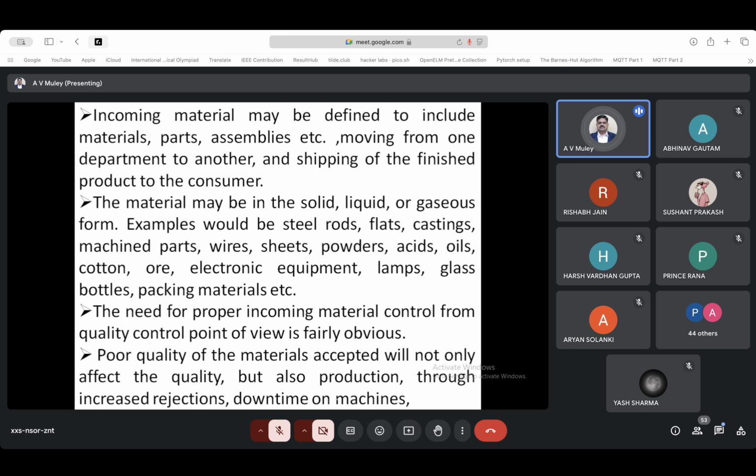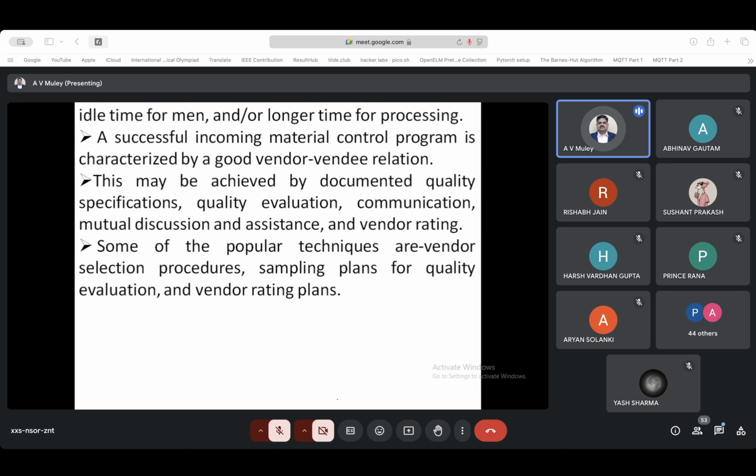The need for proper incoming material control from a quality point of view is fairly obvious. The poor quality of materials accepted will not only affect the quality but also production through increased rejections and downtime of the machine. So naturally, if the material is not good, everything gets spoiled. Machine idle time, manpower idle time, and longer processing time, because new material will come later, it will take time, and you are not able to meet the due date.